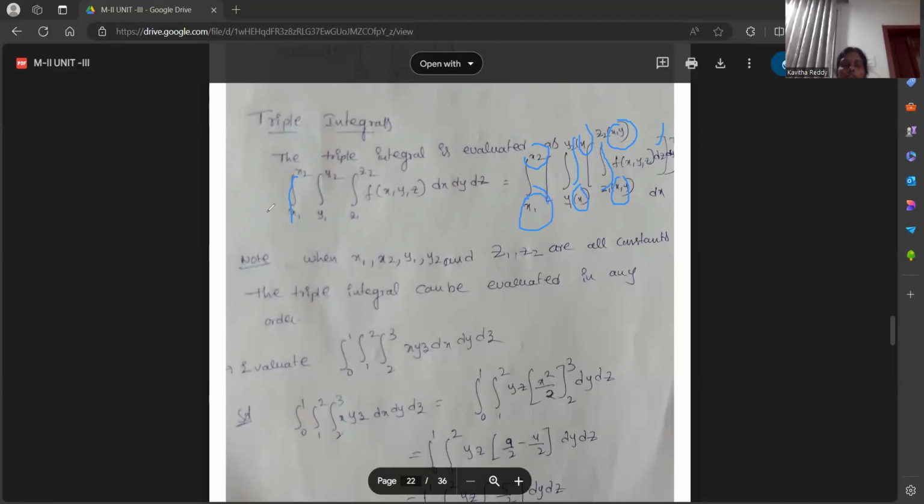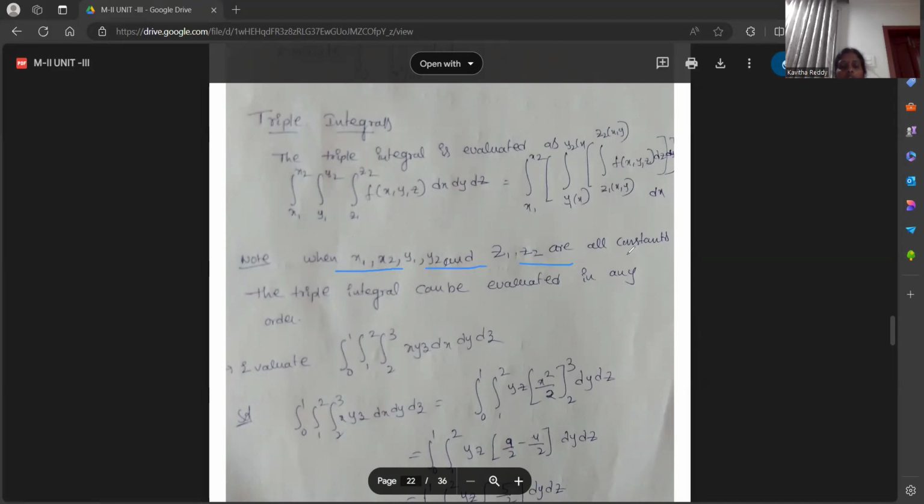So first you need to observe whether your limits are in terms of x or y. With z1 of x, y and z2 of x, y, first integrate with respect to z, then y, then x, dz dy dx.